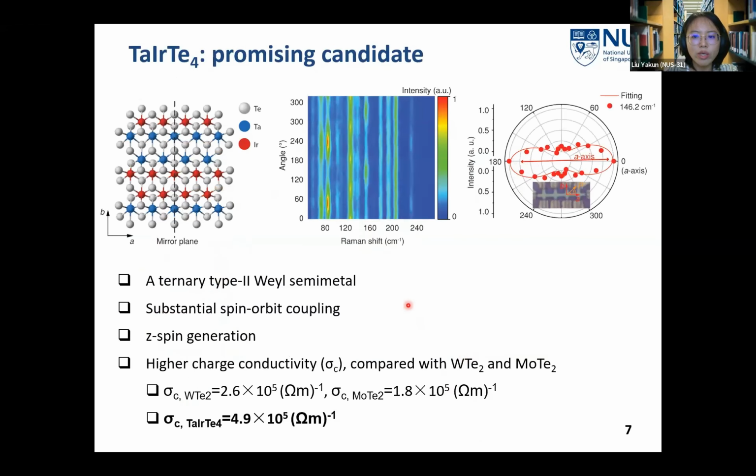So in our work, we explored titanium iridium telluride, TiIrTe4, as the spin source. As a ternary type-II Weyl semimetal, this material has substantial spin-orbit coupling, and is potentially promising for high spin Hall conductivity, and with the absence of twofold rotational symmetry, it can be a candidate for Z-spin generation. Meanwhile, it has very high charge conductivity compared with WTe2 and MoTe2. We can see here, this is twice, or three times.